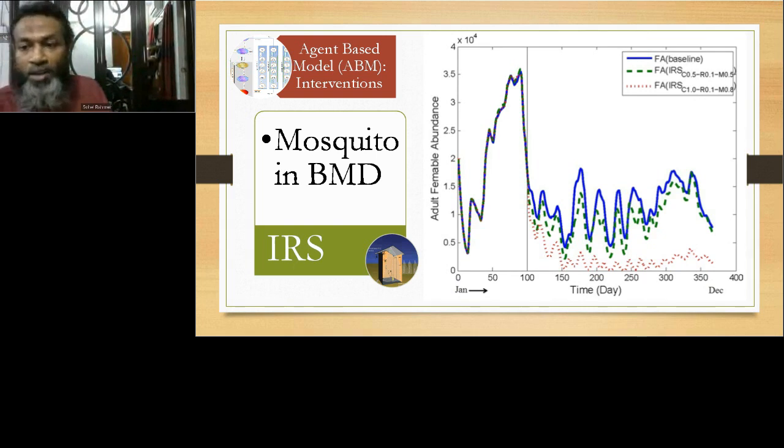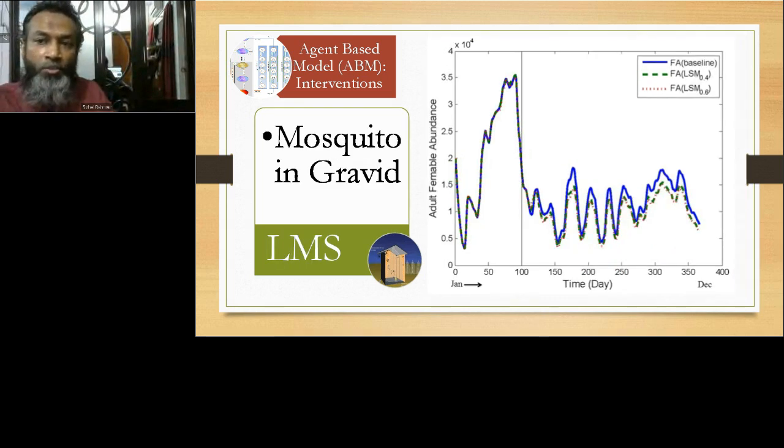Similarly, we also have checked the situation of IRS, and as I was mentioning, the IRS works in the blood meal digestion stage. Again, we can see that here as well, the female abundance is lower than the baseline. We also applied larval source management and so on. We see that these are providing us some good results, some better than the others, of course. So we went to the combination.